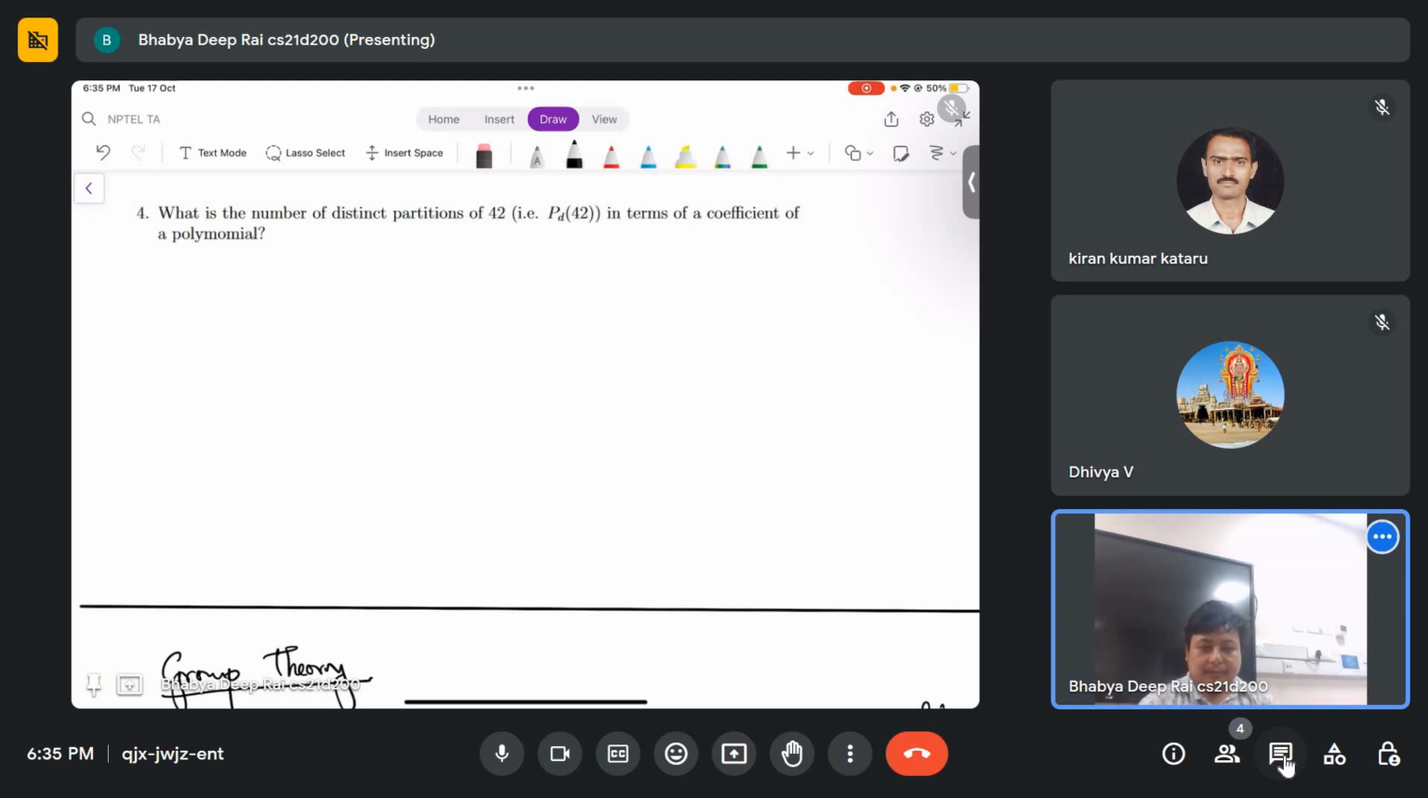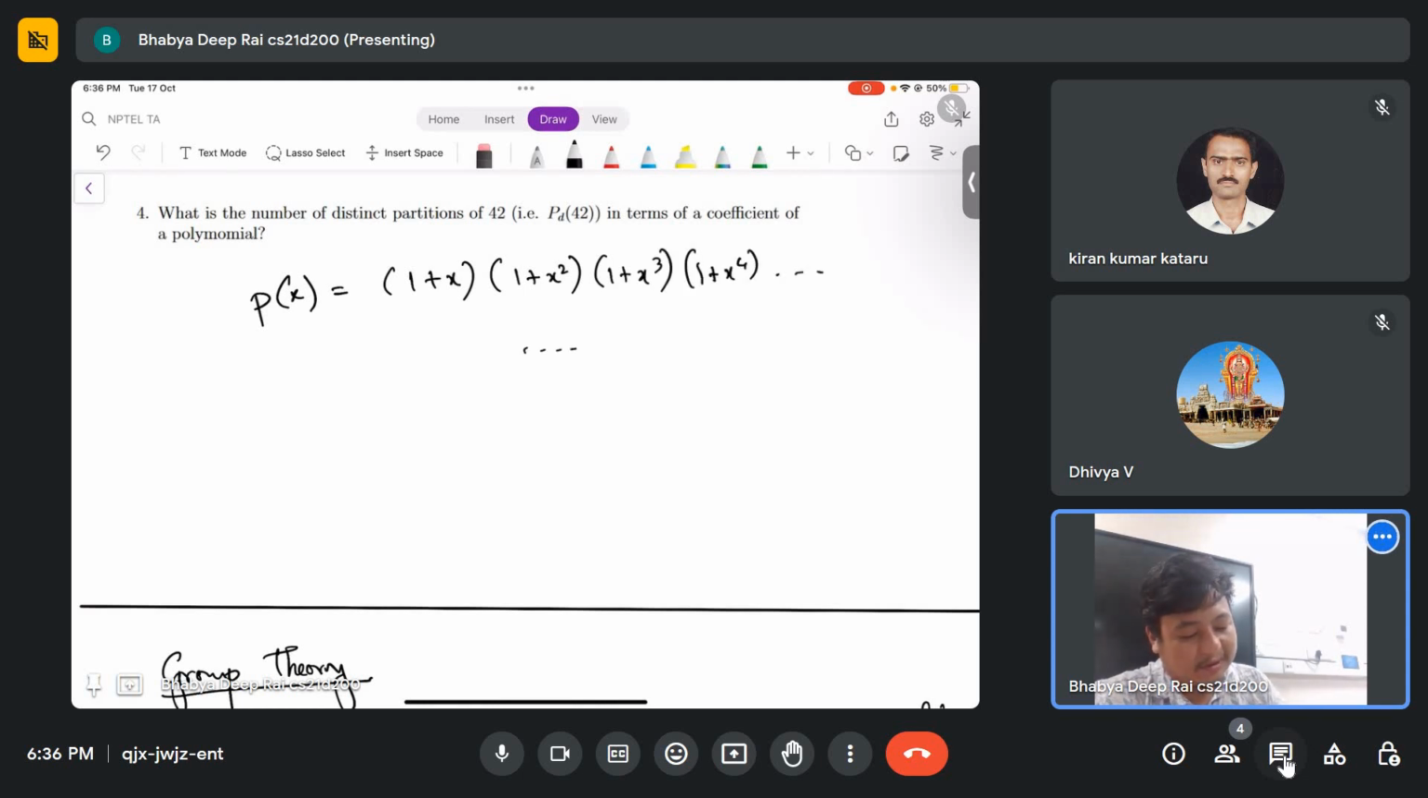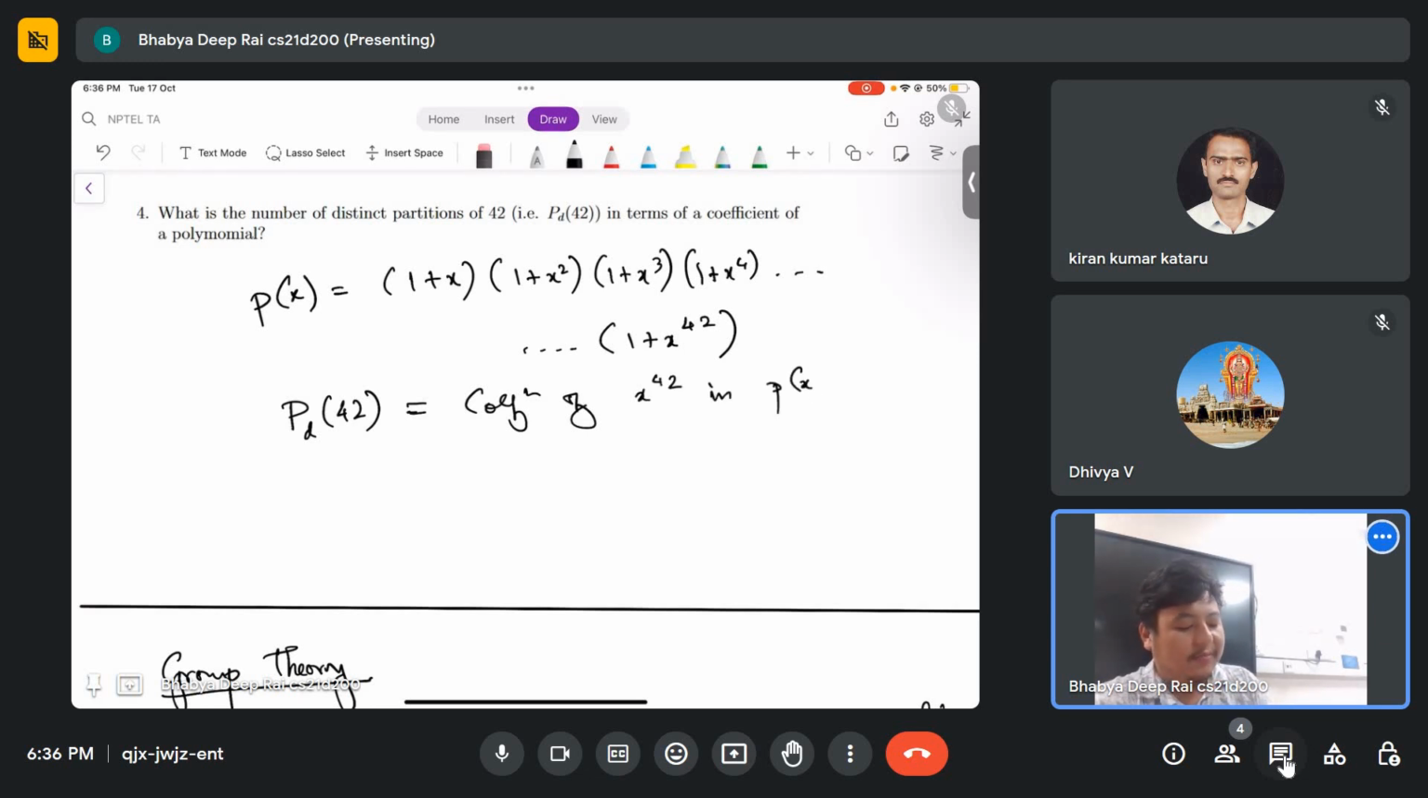Well, what we simply do is we look at this polynomial, p of x equals 1 plus x times 1 plus x square times 1 plus x cube times 1 plus x to the 4 and so on until 1 plus x to the 42. And this is my polynomial, and then the number of distinct partitions, which is denoted by PD, of 42 is equal to the coefficient of x to the 42 in my polynomial.